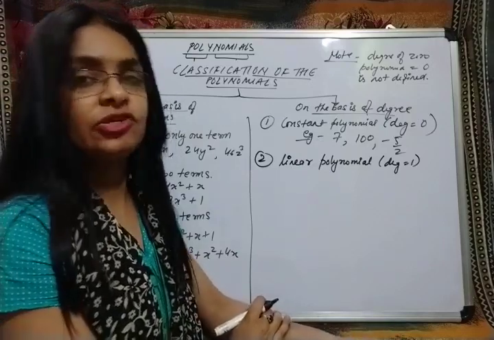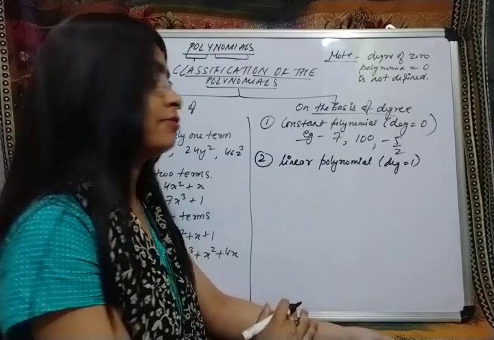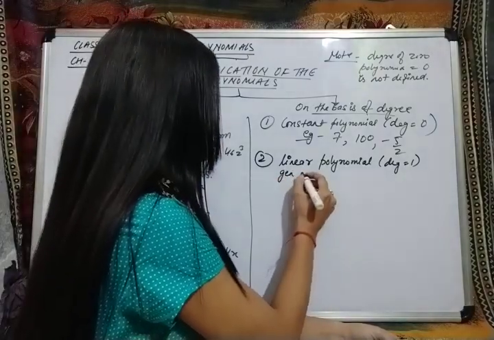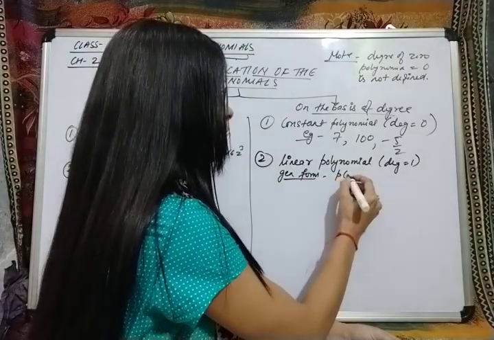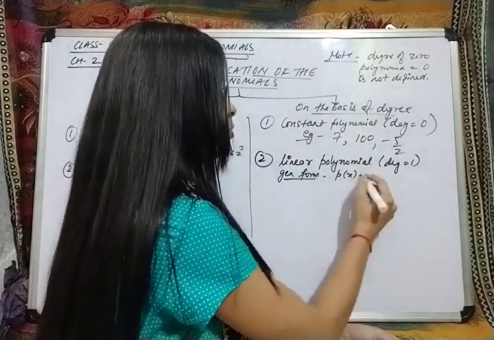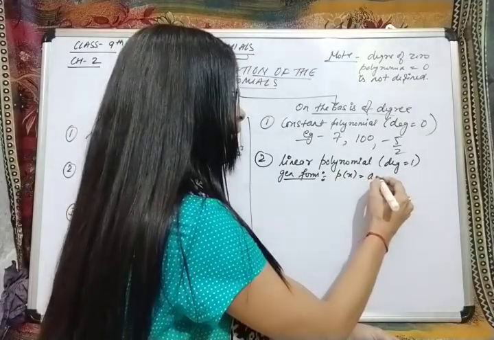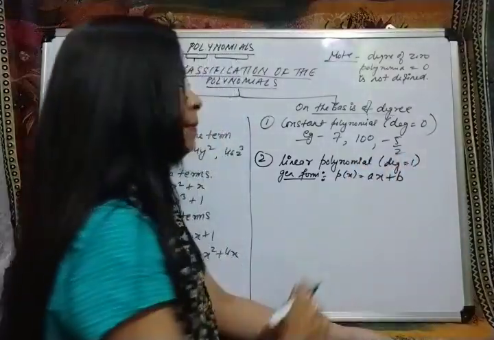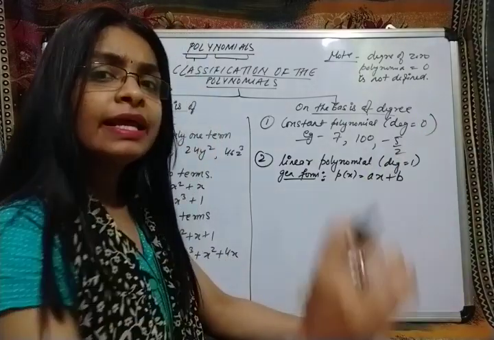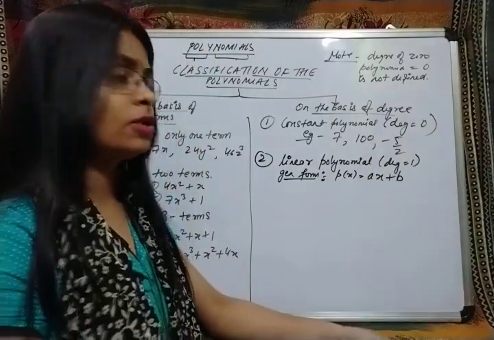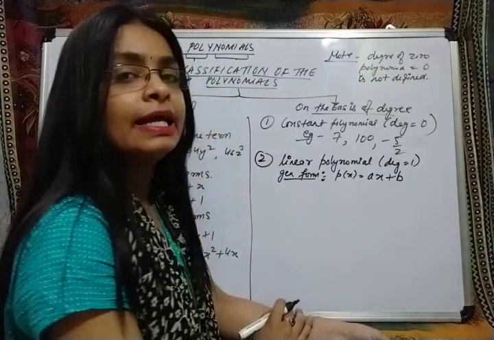And what will be its general form? If I write its general form, it will be something like p of x is equal to ax plus b, where a and b are constants, any constants. So the general form will be like this.